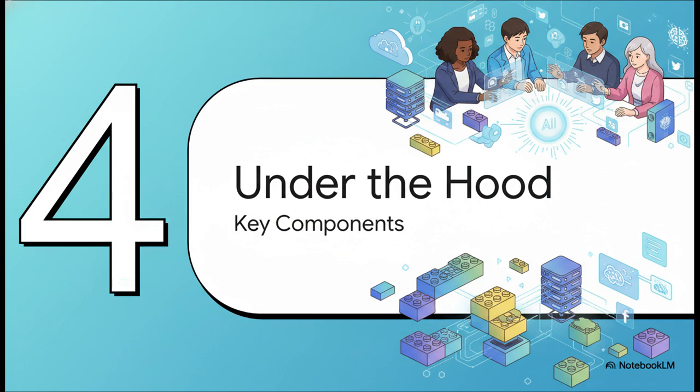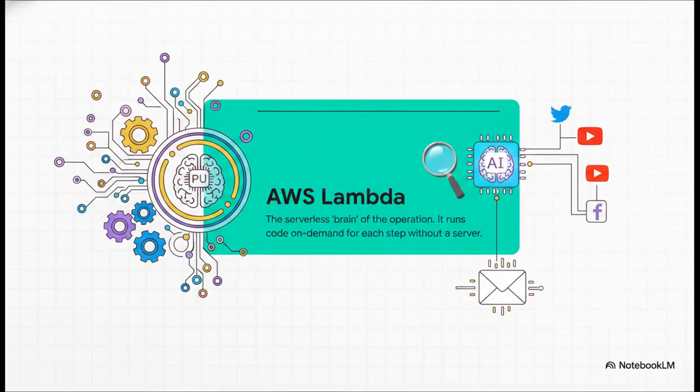What are the actual digital Lego bricks that make this whole system tick? Okay, the absolute core of this whole operation is AWS Lambda. The best way to think about it is like an on-demand worker or the brain of the system. It's serverless, right? Which is a bit of a funny name, because of course there are servers somewhere. But the point is, you don't have to manage them. The code only spins up when it's needed, and then it shuts right back down, so you're not paying for a server that's just sitting there doing nothing.